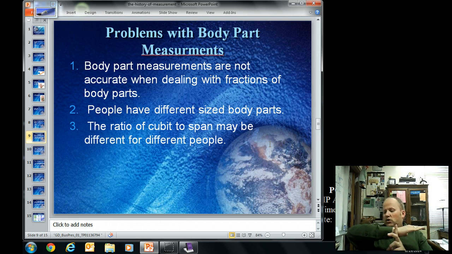Are you going to say that's three quarters? Is that two thirds? It's just not an accurate way of doing it. And there was no way of talking to each other.